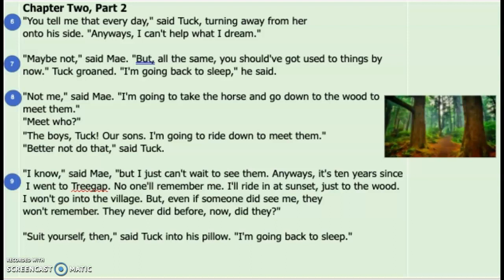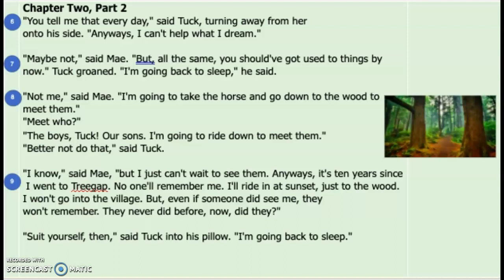Paragraph 6. "You tell me that every day," said Tuck, turning away from her onto his side. "Anyways, I can't help what I dream." "Maybe not," said May, "but all the same, you should have got used to things by now." Tuck groaned. "I'm going back to sleep," he said. "Not me," said May. "I'm going to take the horse and go down to the wood to meet them." "Meet who?" "The boys, Tuck, our sons. I'm going to ride down to meet them."